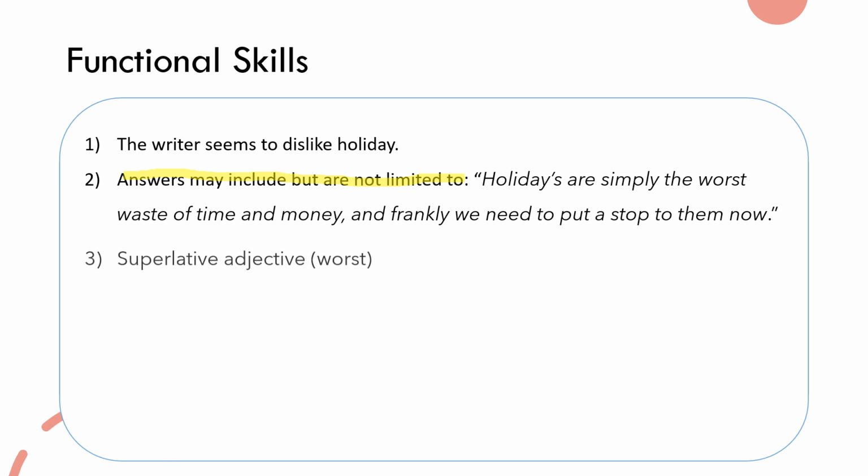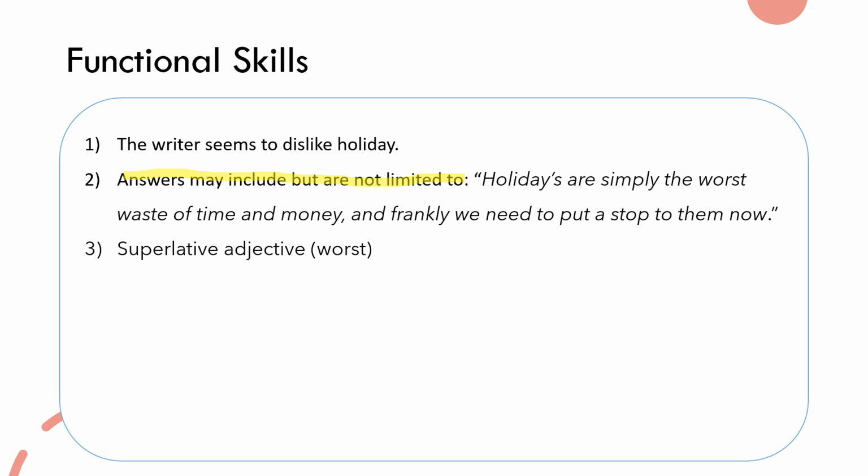Number 3. So number 3 was asking us what language device or language technique has been used. And in the one that we used to answer question 2, the technique that was used is a superlative adjective. And you can see there I've included it in the parenthesis or the brackets. The word I was talking about there is the word worst. Now, if you're not too sure what we mean by superlatives, again, there are other videos within our channel that go into that in more detail.